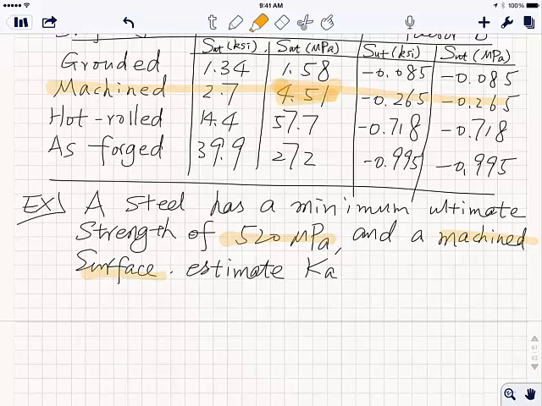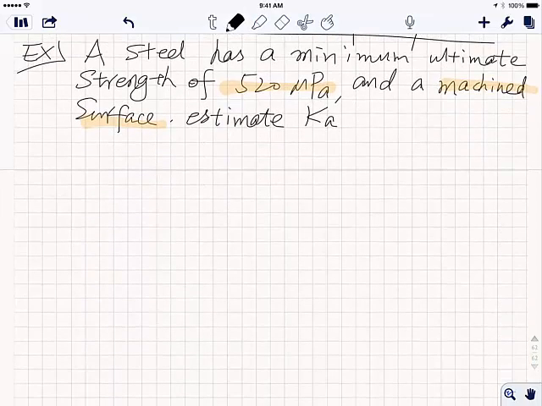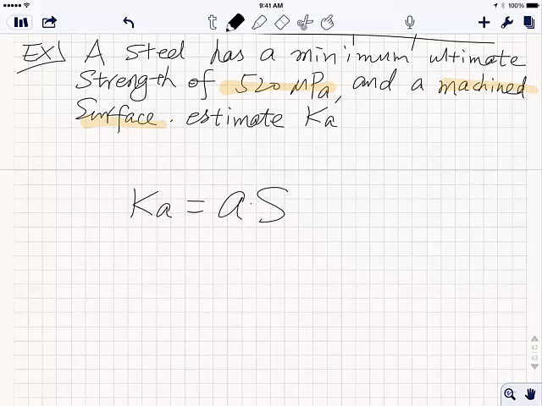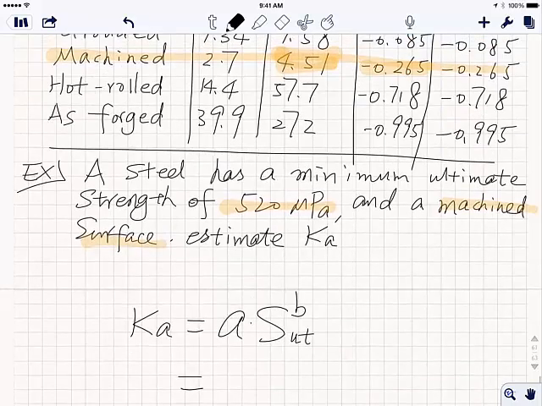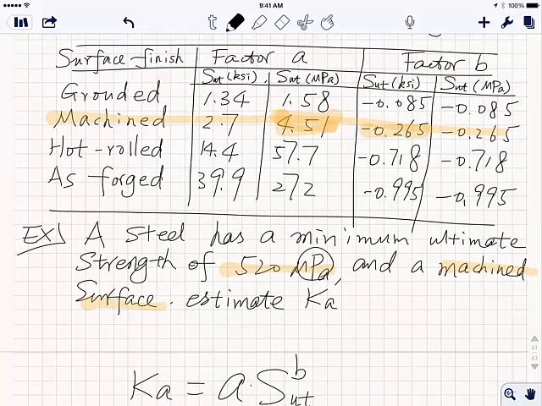So Ka equals a Sut to the power of b. From the table, your a is 4.51. Sut is 520. Oh, in the future, if this unit is not megapascal, you have to convert into megapascal, right? Because see here, everything is given in megapascal, right? Okay, 520 megapascal, and b is negative 0.265. All right, multiply that together.